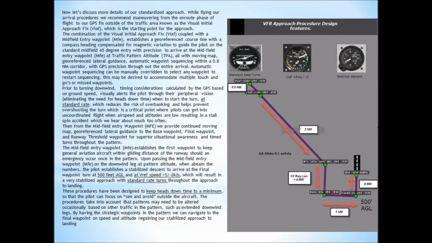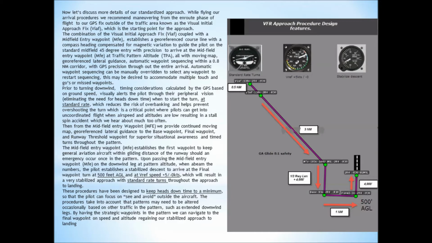Prior to turning downwind, timing considerations calculated by the GPS based on ground speed visually alert the pilot through their peripheral vision, eliminating the need for heads down time. When to start the turn at standard rate, which reduces the risk of overbanking and helps prevent overshooting the turn, which is a critical point where pilots can get into uncoordinated flight when airspeed and altitudes are low, resulting in a stall spin accident, which we hear about much too often.